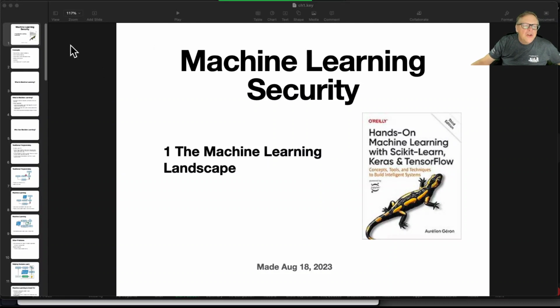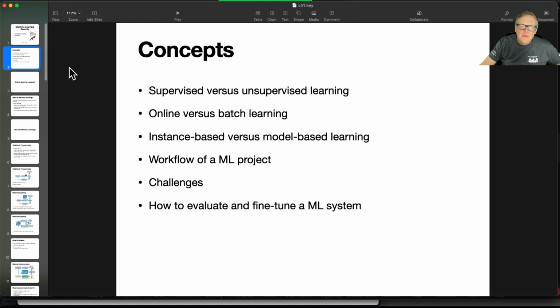So here's overall information about machine learning, and we'll talk concepts to know here.